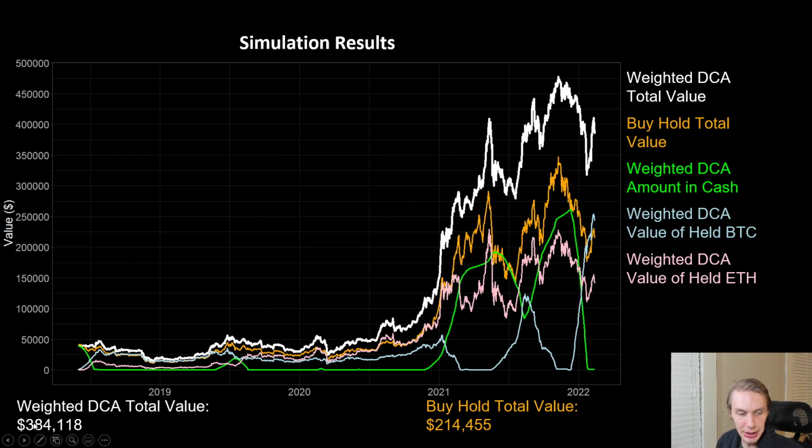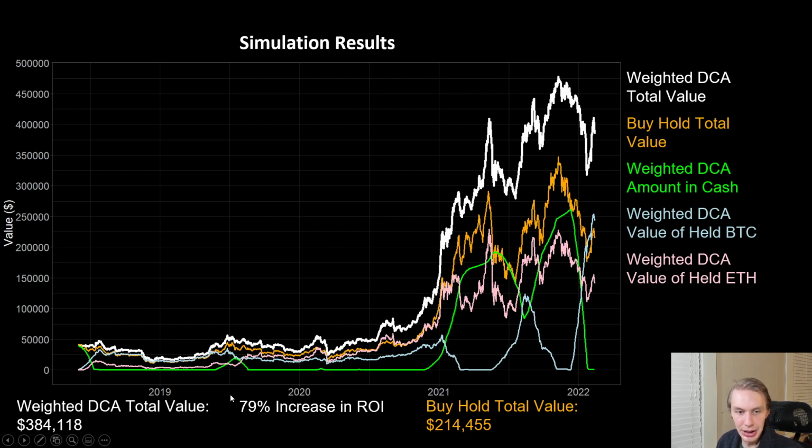So the weighted DCA person would have had almost $400,000 at this point, $384,000 versus $214,000 for the buy and hold person. And so this constitutes almost an 80% increase in ROI using the weighted DCA strategy over just the buy and hold. So that's something that seems very much worth one's while, right?